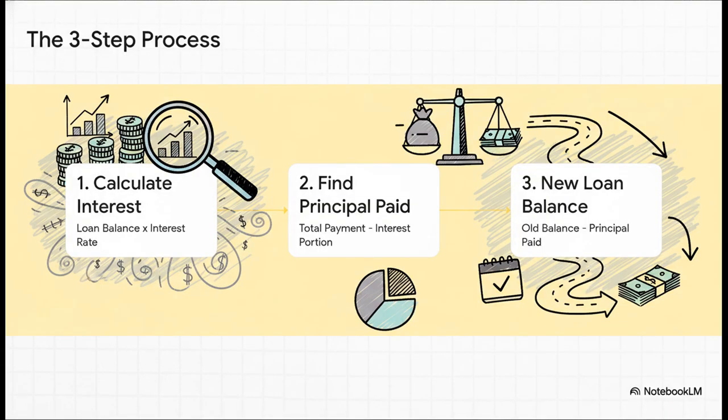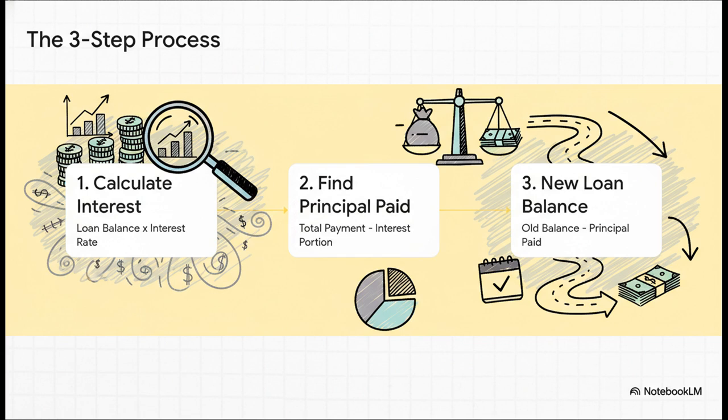Now, the calculation for each year follows a very logical 3-step process. And the order here is absolutely critical. You can't mix these up. Step 1, you always calculate the interest expense for the period first. Why? Because interest is the cost of using the money that you had for that whole period. So we take the loan balance at the start of the period and multiply it by the interest rate.